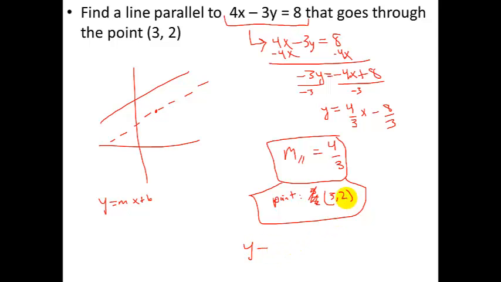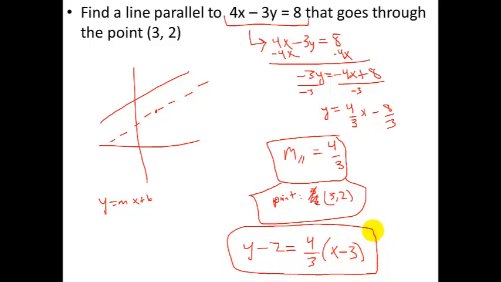y minus y1, which is 2, equals m, which is 4/3, times x minus x1, and x1 is 3. So there's the equation in point-slope form of the line through the point (3, 2) that's parallel to the original line because it has the same slope, 4/3 here, 4/3 in the original.